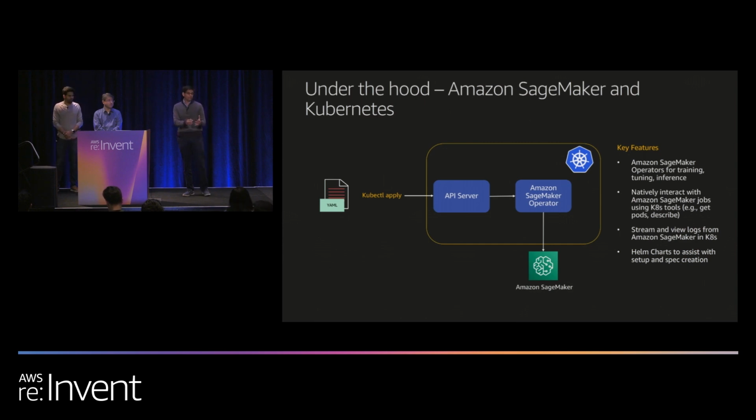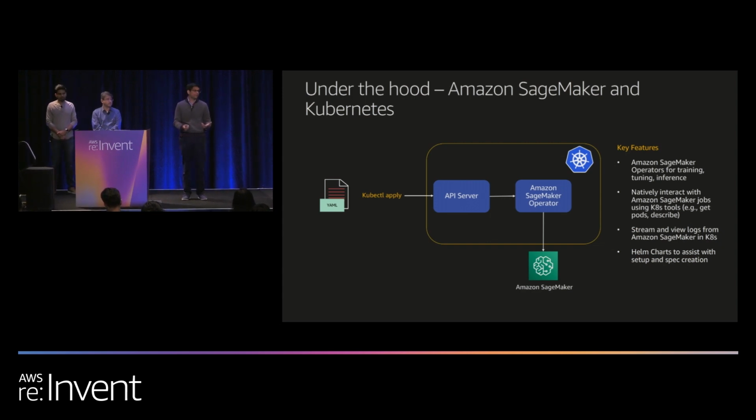Now, in addition to this, if you don't want to directly interact with Kubernetes APIs and the kubectl interface, the platform and infrastructure teams at your companies can build abstractions on top of this. So they can use the SageMaker operators as a primitive, and then they can integrate that into any platform they're using as long as it's based on Kubernetes.